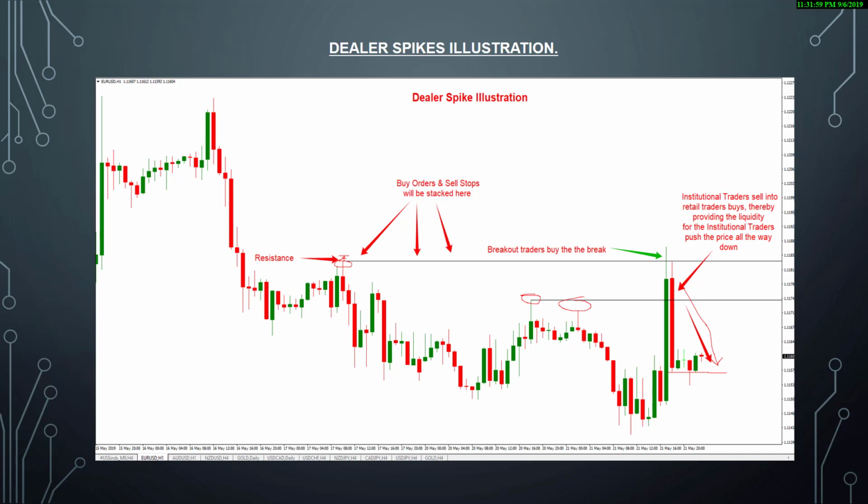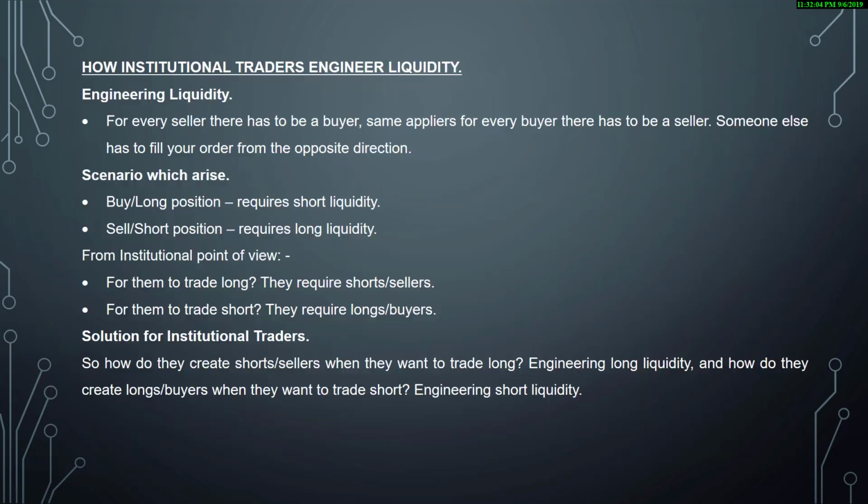So now let's talk about how institutional traders engineer liquidity. How do they get liquidity from the market? The basics of supply and demand states that for every seller there has to be a buyer. Same applies for every buyer, there has to be a seller. Someone else, guys, has to fill your order from the opposite direction.